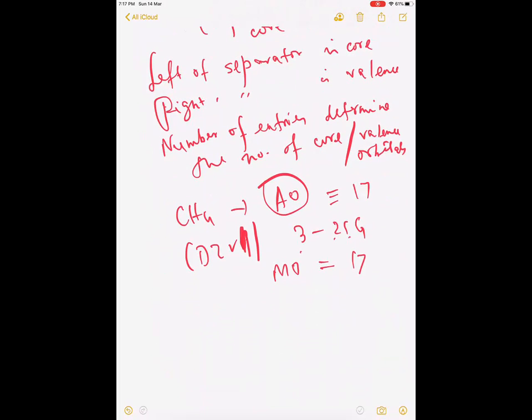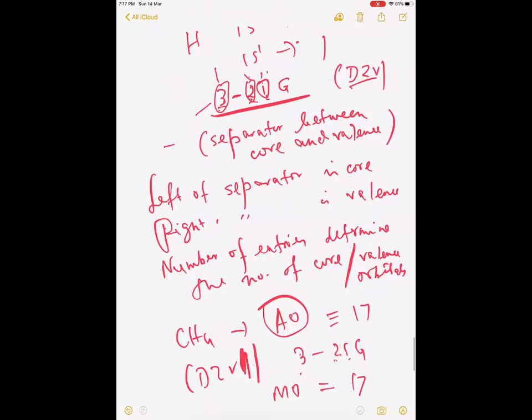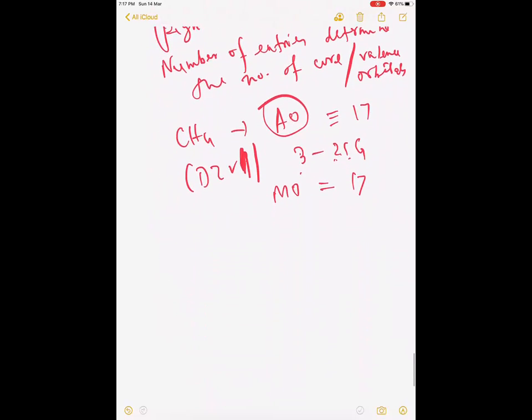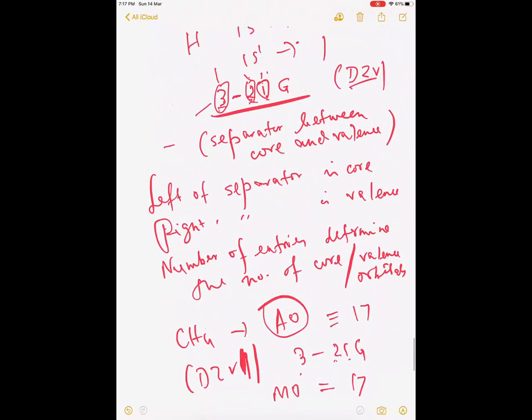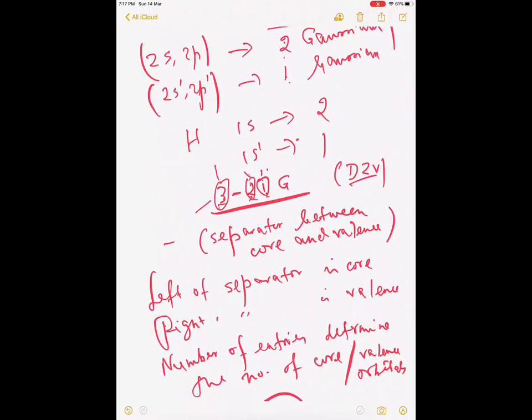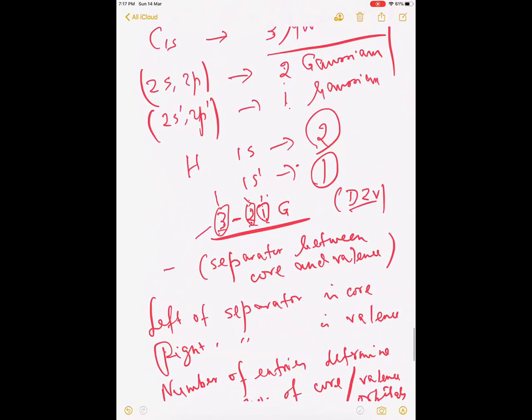But this tells me how many Gaussians are there for one core. And first set of valence, this is a set. First set of valence, which is SP, and second set of valence, S prime, P prime. When you come to hydrogen, I have only valence. The first set is 2, second set is 1. That's all. What do you mean by 1 Gaussian?